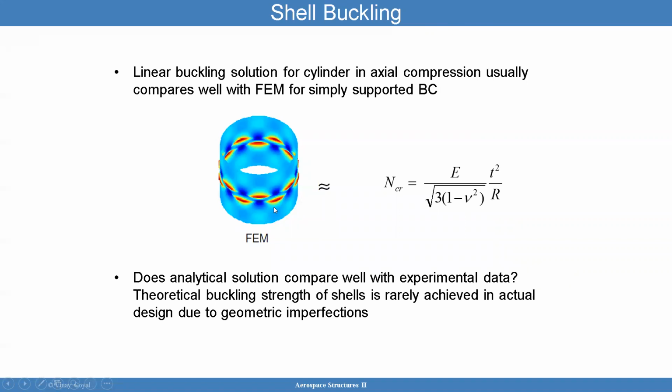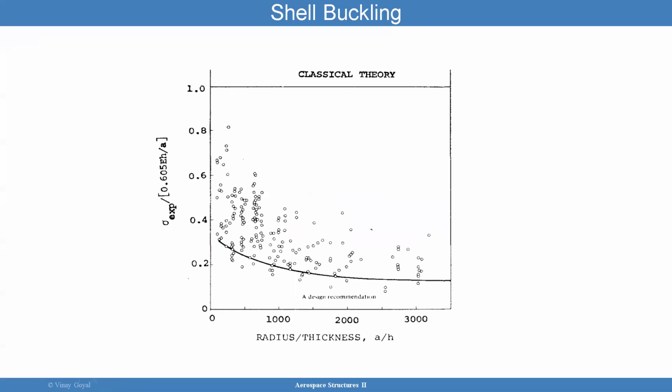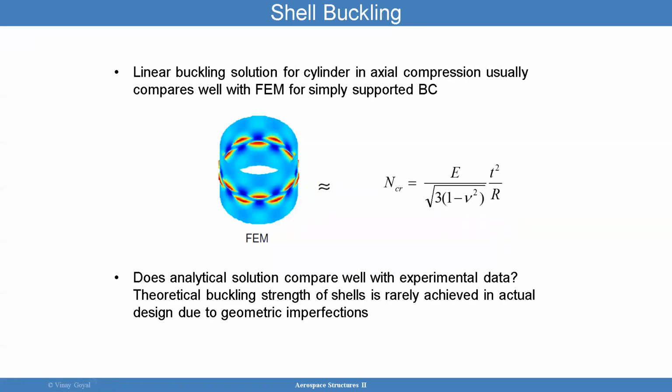The problem is that the linear buckling solution, as opposed to the other examples again of a beam, doesn't always match test data. And I'll ask you this: does the analytical solution compare well with experimental data? And the answer is it rarely achieves the actual design. And the reason for that is geometric imperfection. Analysis usually does not match test because of geometric imperfections.